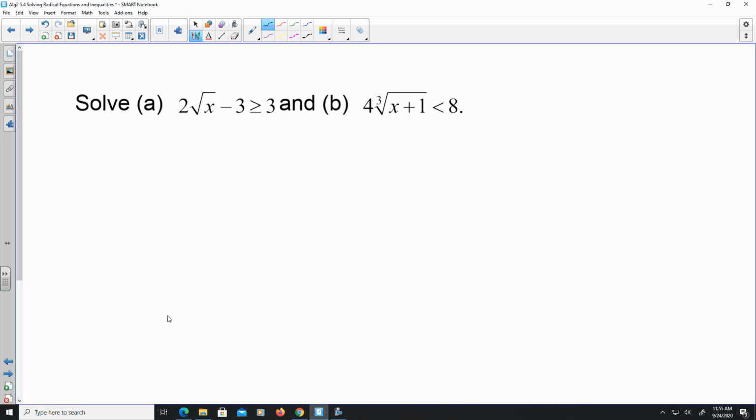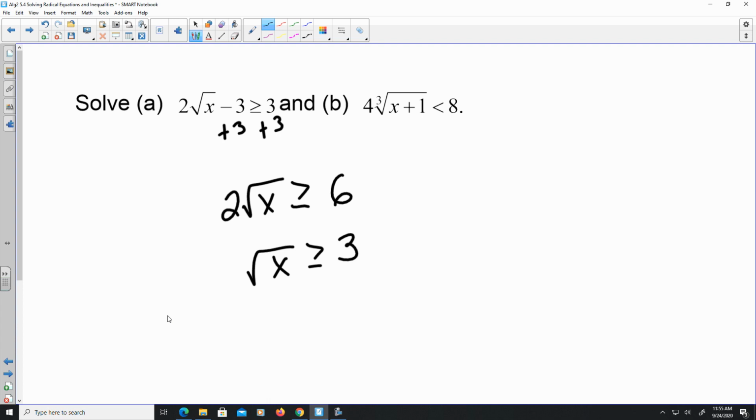And the last thing is talking about inequalities. Inequalities follow the same thing as equations. You're going to do everything the same. You're going to isolate. You're going to raise it to the power appropriately to solve for the variable. So again, you're going to add 3 to both sides here. So now I got 2 times the square root of x is greater than or equal to 3 plus 3, which is 6, divided by 2, square root of x is greater than or equal to 3.